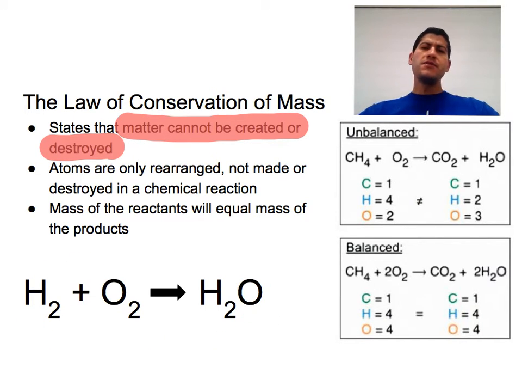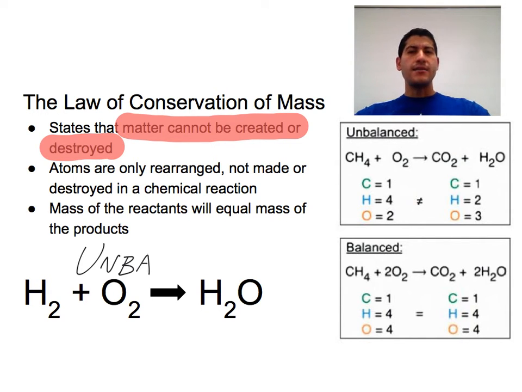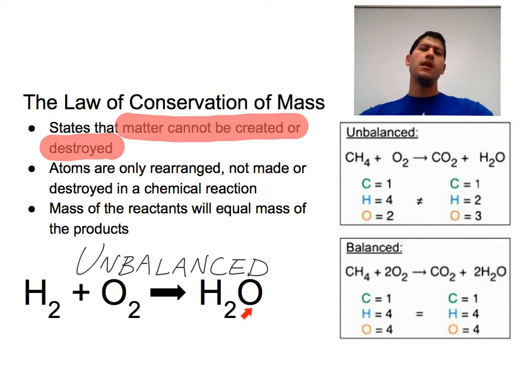What the law of conservation of mass means is that all of the atoms in the reactants have to be used to form the products. In this equation, one of the oxygen atoms doesn't get used to make water, the product. So we say that it does not follow the law of conservation of mass, or that the equation is unbalanced.